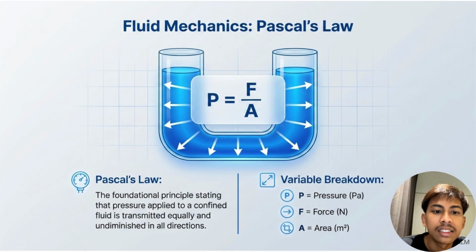Okay, this slide explains Pascal's law, which is the basic principle of a hydraulic system. Pascal's law states that when pressure is applied to a confined fluid, it is transmitted equally in all directions. The formula is P equals F divided by A, where P is pressure, F is force, and A is area. This is why a hydraulic system can multiply force to lift heavy objects with only a small input force.